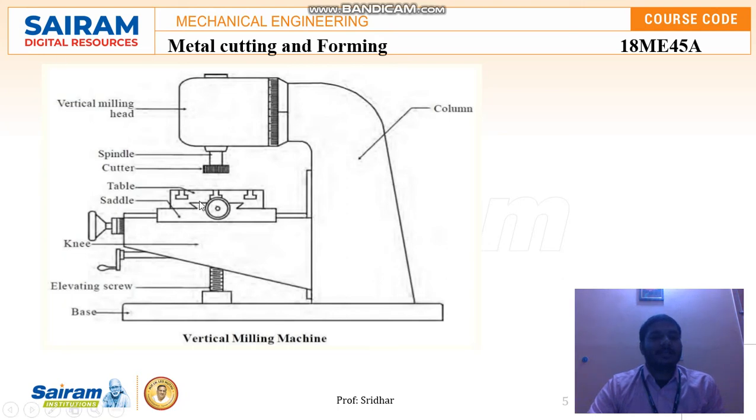Here, instead of a vice, we use a work table, where the workpiece is rigidly held. The function of the elevating screw is to adjust the height between the tool and the workpiece. The functioning of this milling machine is the same as the horizontal milling machine. Here also we can do slots, grooves, and gear cutting. The major difference between the vertical and horizontal is nothing but the position of the spindle.